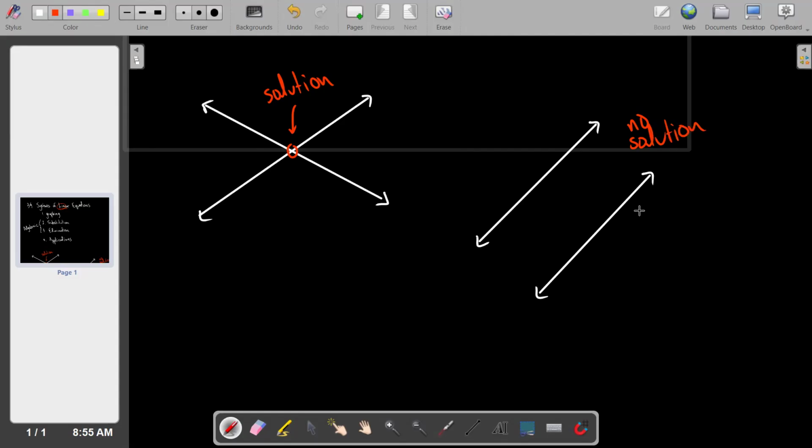And the third one is the one that's always hardest to pry out of people just because it's so odd. Can you think of another thing that could happen if I graphed a line and then another line on the same piece of graph paper? No, if they're not straight, then they're not lines. Okay, so we are talking about straight lines here. These are linear equations.